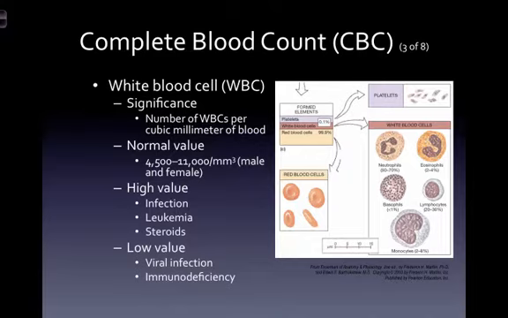So that means if they had a value of 12,000, that they would have a high white count, 15,000, and so on. And this, again, depends on the lab's reference value. High value, infection, because we need more white blood cells.